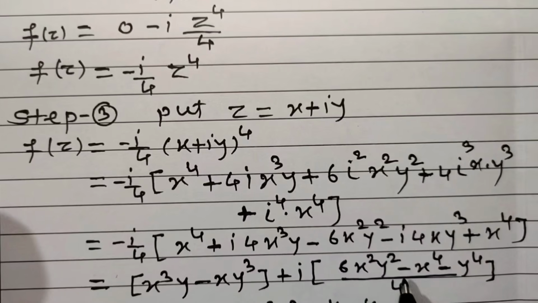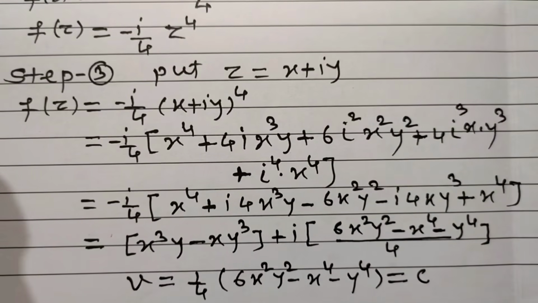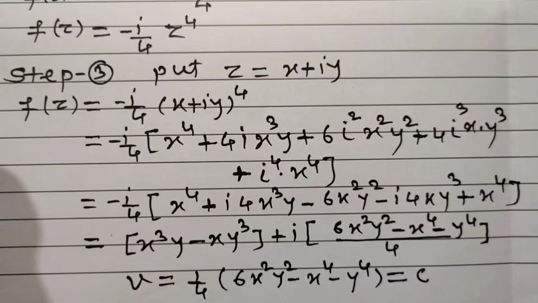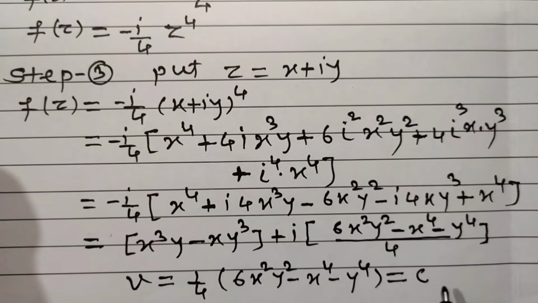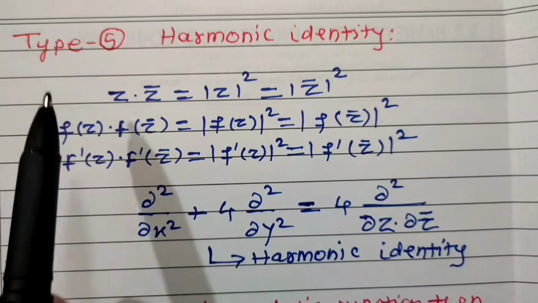So v is equal to 1 upon 4 times (6x^2y^2 minus x^4 minus y^4). This is equal to c. So this is the required answer, meaning the orthogonal trajectories of the family of curves u equals c1 is nothing but this, v equals c. This is the final answer. Let us solve problems of type number 5.